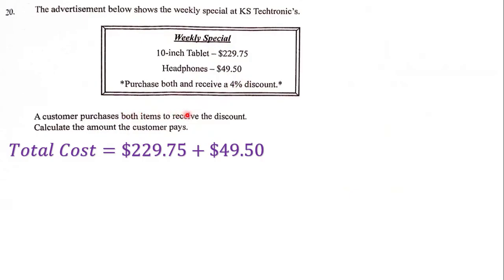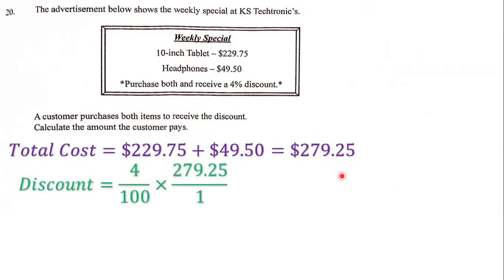So let's calculate the total cost of the 10-inch tablet and the headphones. We have 229.75 plus 49.50. When we add that, we get $279.25. That would be the total cost. But we know that we have to apply the discount. So the discount is going to be 4%. 4% of what? 4% of the total, right?